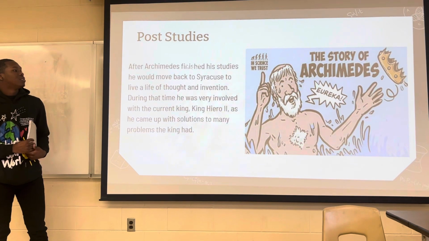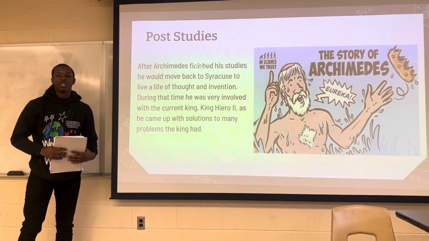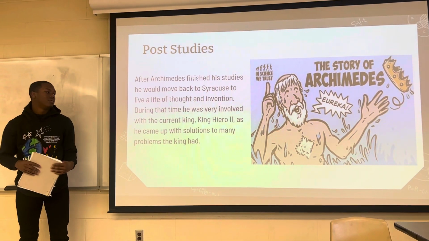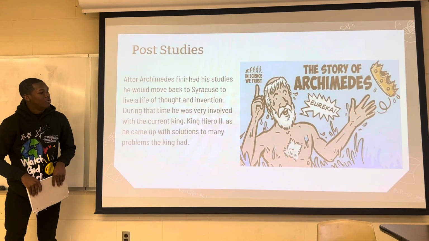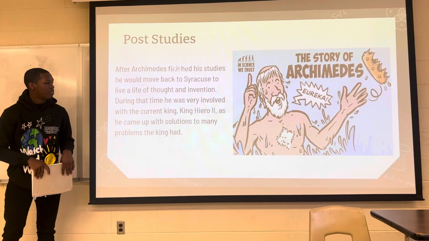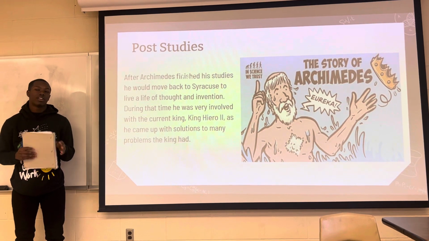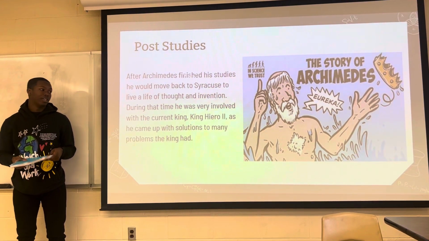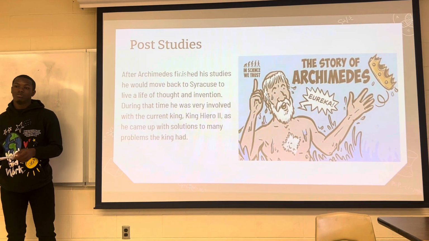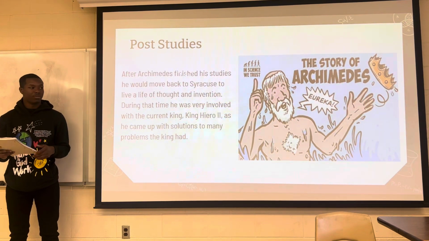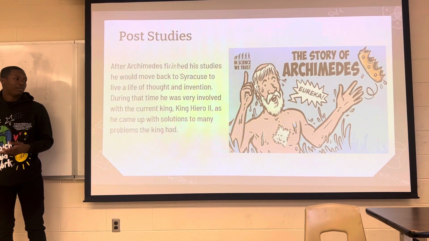And then for his post-studies, after he finished, he went back to living in Syracuse, Sicily. While he was there, he normally tended to the king and all of his problems. One of the most popular stories about him is the story of Eureka. When he was tending to King Hiero about one of his issues, the king had asked a craftsman to make a crown made of gold. He gave him all the gold to make the crown. But the king believed that the craftsman kept some of the gold and used partly gold and partly silver to make the crown. So he asked Archimedes to figure out if the crown was full gold or not.